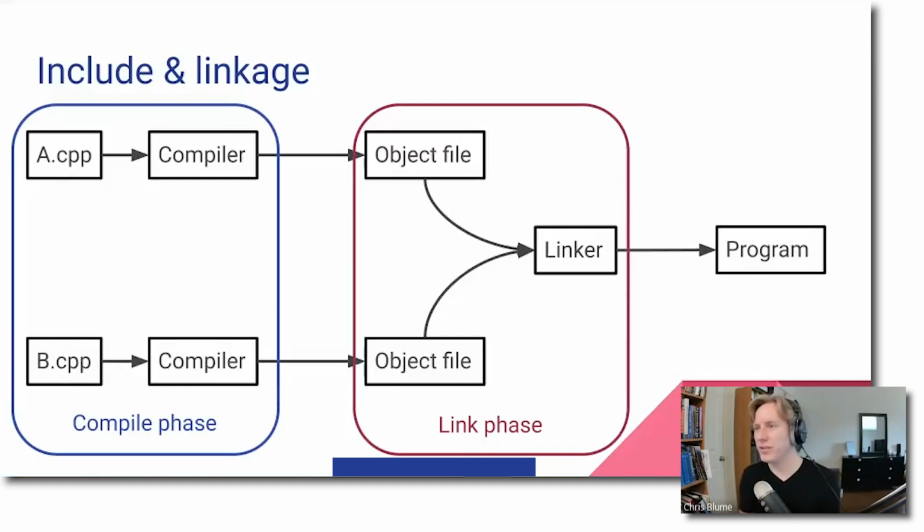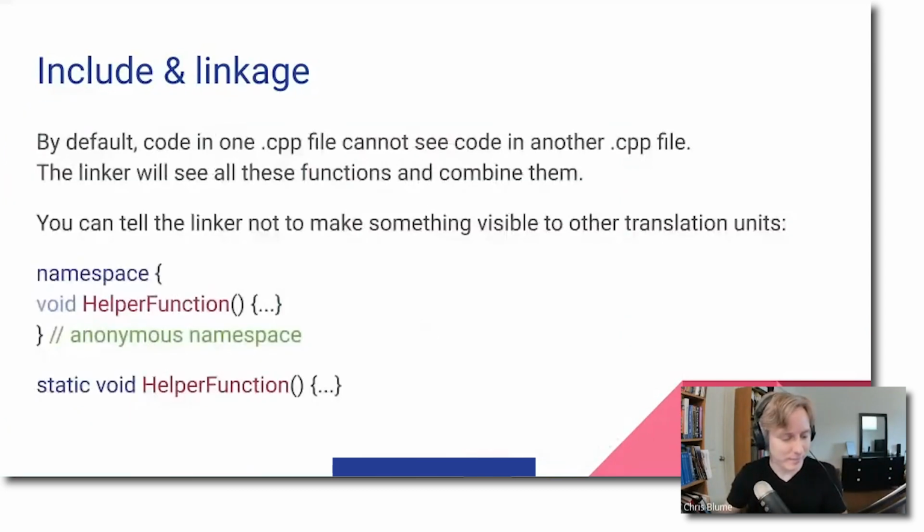Now this isn't 100% true, but it's mostly true. And the reason why is the compiler could actually pass extra info over to the linker, and the linker can generate code. That's called link time optimization. So there are exceptions to the rule always. But for the most part, we can think of a compile phase and a link phase.